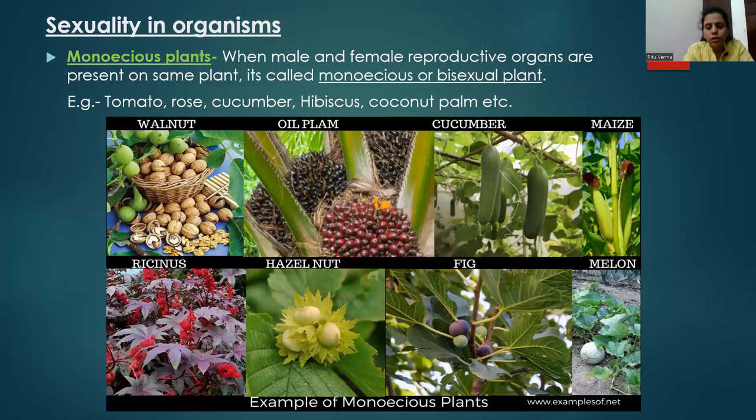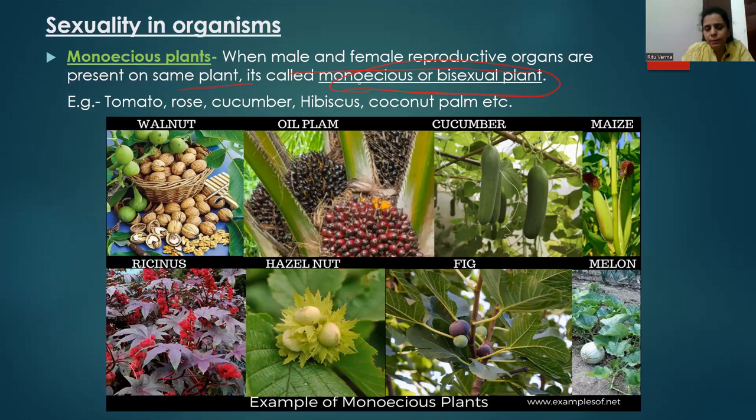When we talk about the reproductive organs in plants, there are two different types of plant, monoecious and dioecious. When male and female reproductive organs are present on the same plant, they are called monoecious or bisexual plants.